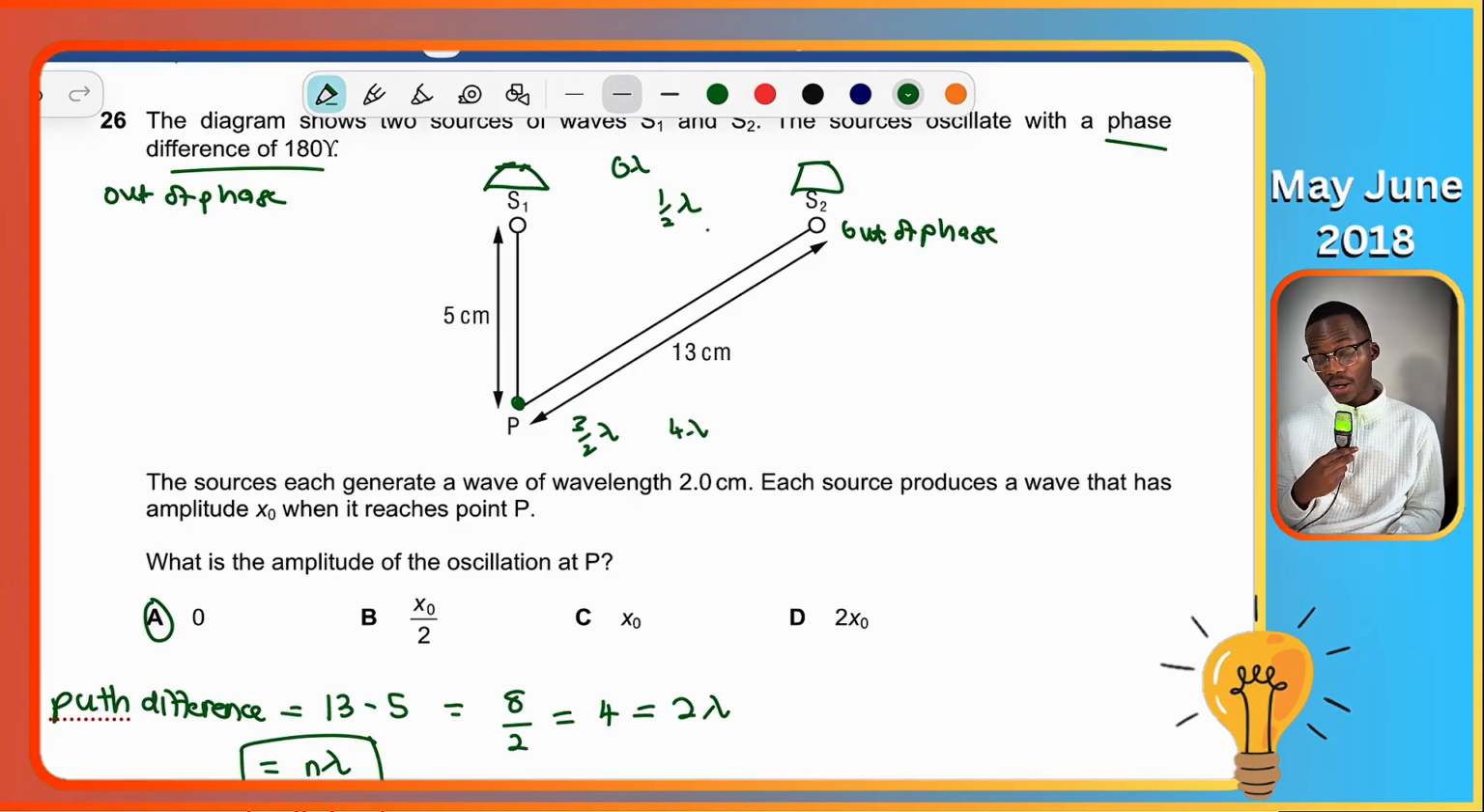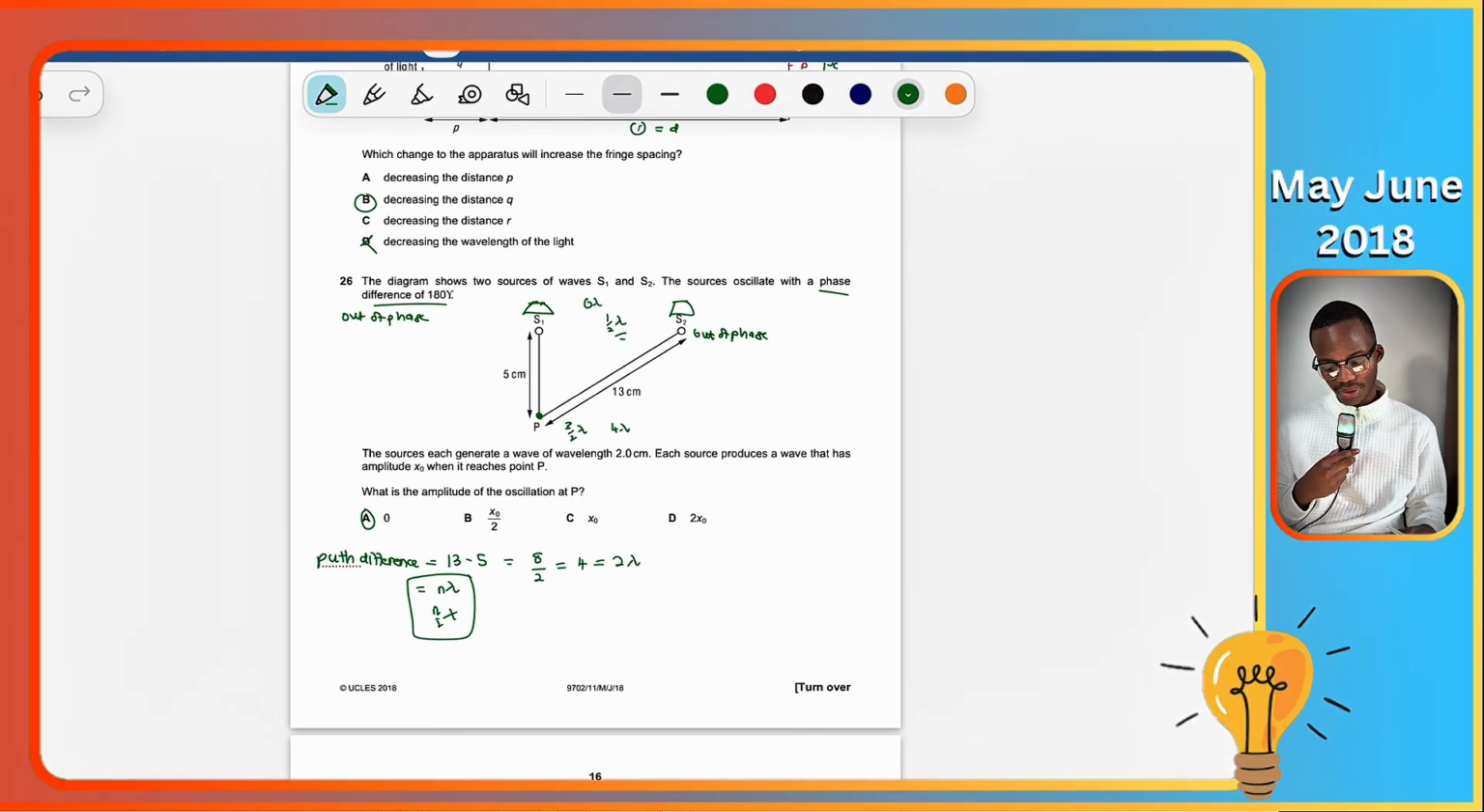But it's only when you come with out of phase already, which is half lambda, that if you're supposed to have a path difference of 3/2 lambda, you're going to have in phase. If you're supposed to have a path difference of 2 lambda, you're going to have out of phase. I hope that makes sense. It's a little bit tricky.